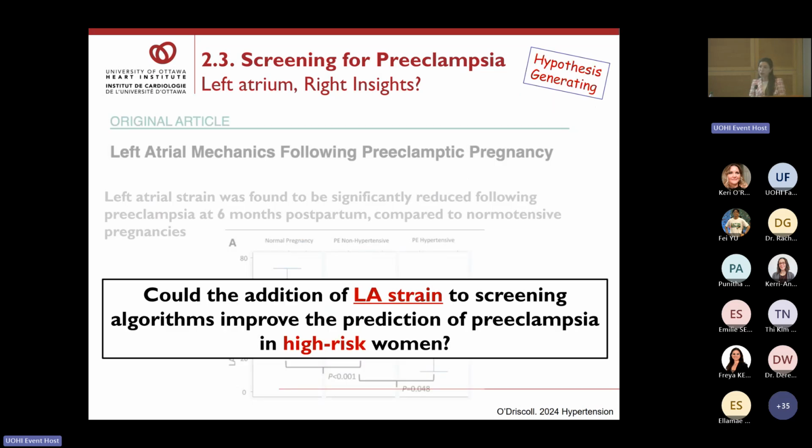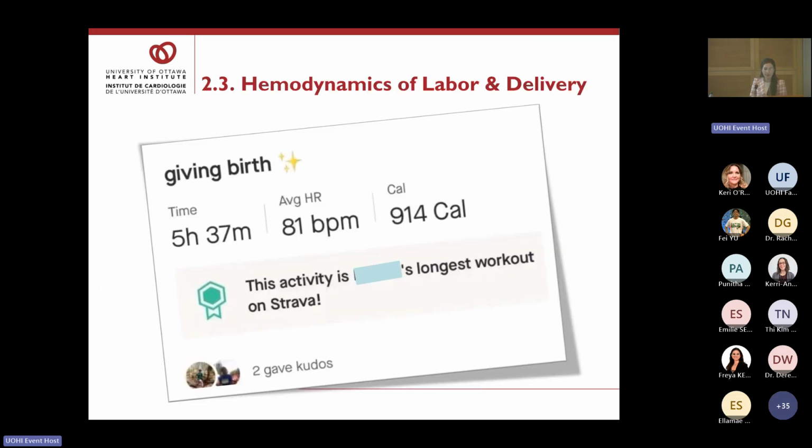So again, I don't think we're ready to answer this question yet. I think we need to understand the behavior of the LA strain in normal pregnancy first and see how early it's altered in preeclampsia before being able to study it as a risk predictor, but definitely something to look forward to. So now I'm going to switch gears a little bit and talk about labor and delivery.